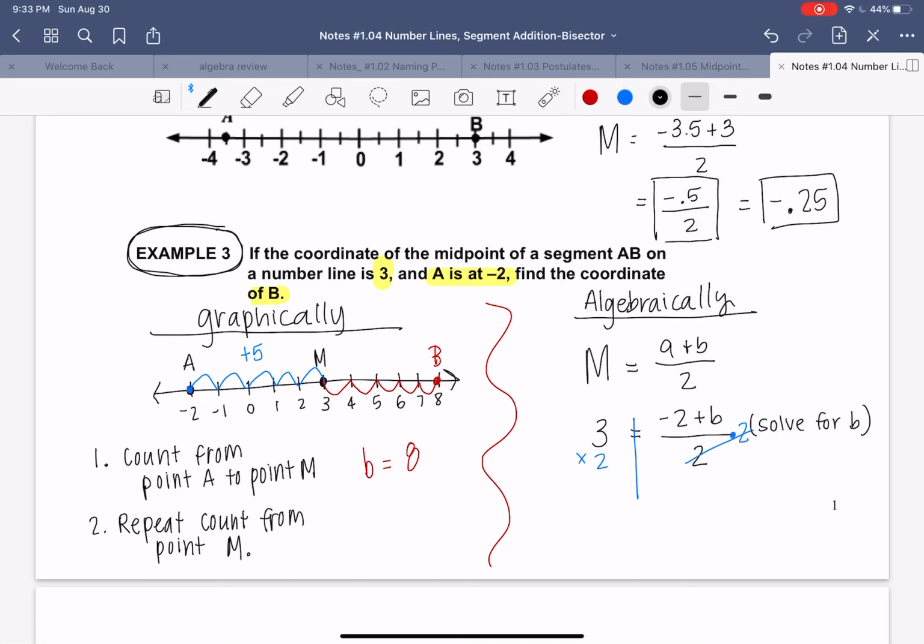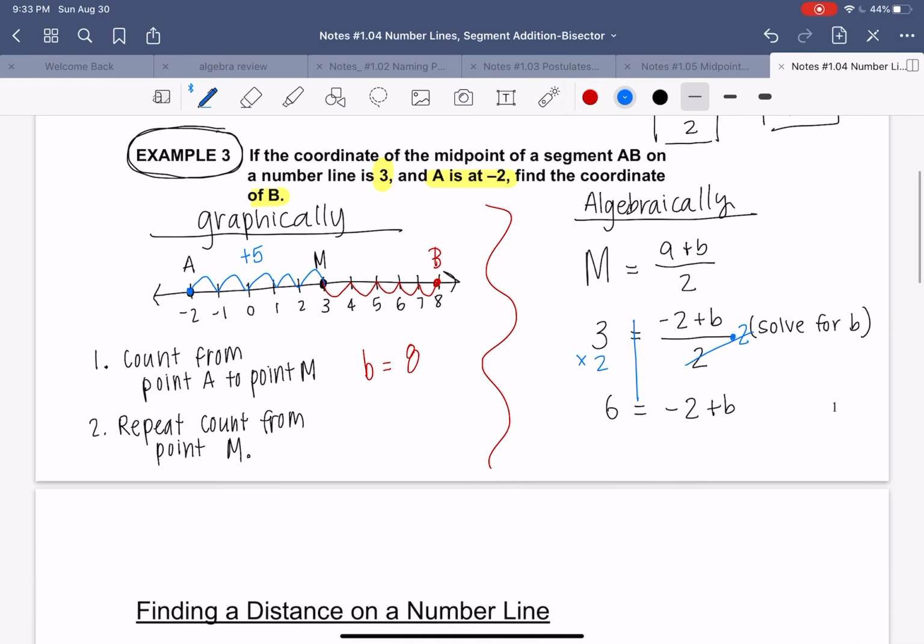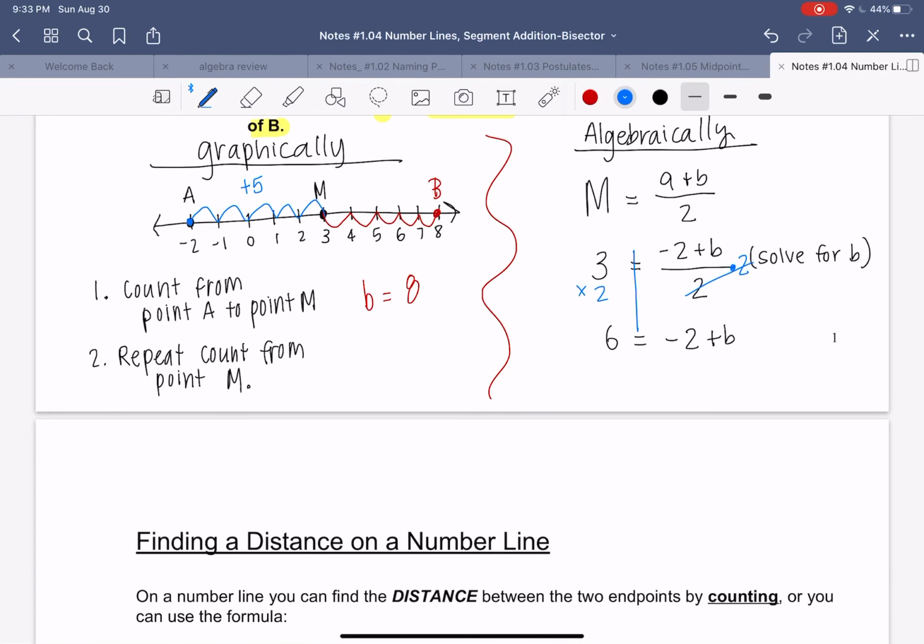Okay, so I have 3 times 2, which is 6. And I'm left with a -2 plus B on top. Okay, and then B's not by itself yet. So I need to add 2 to both sides. Okay, and I should be left with 8 equals B. So either way, you get the same problem. You get the same answer. Okay.